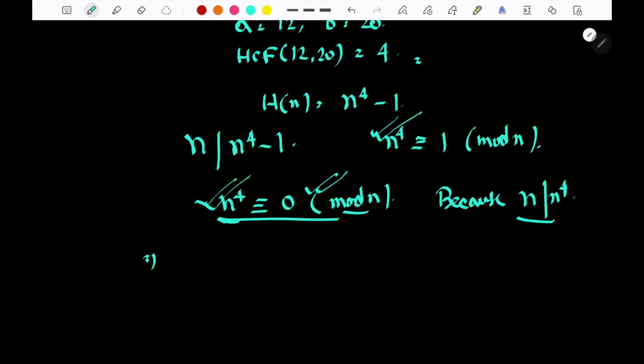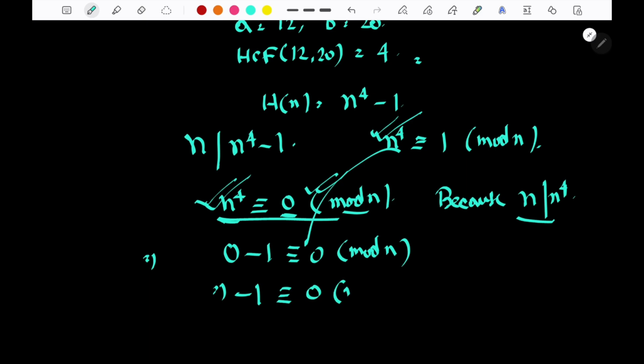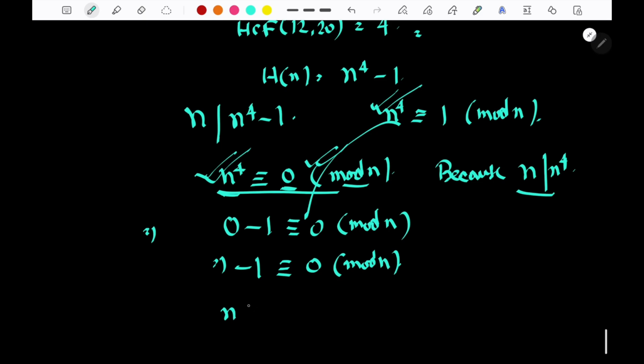But here we know this thing. So if we need both to be true, so what happens here? If n is a multiple of this, then n to the power 4 becomes congruent to 0 mod n. So we can write 0 minus 1 is congruent to 0 mod n, that is minus 1 is congruent to 0 mod n. So what is the conclusion? It means n must divide minus 1. That is the conclusion from here.